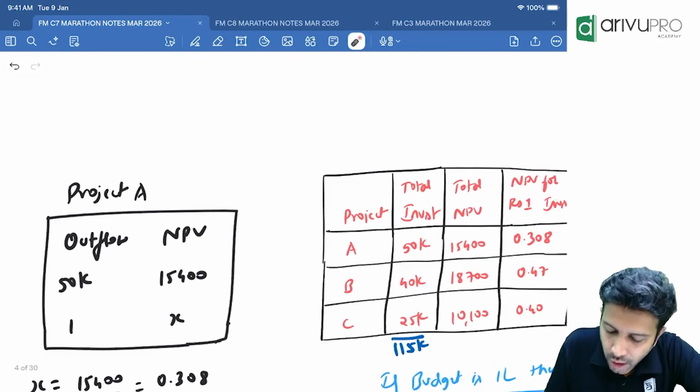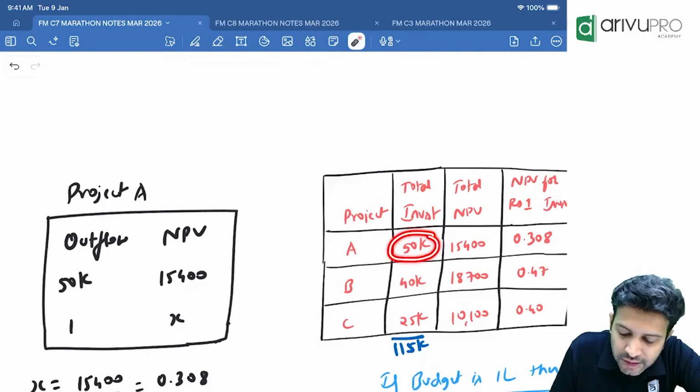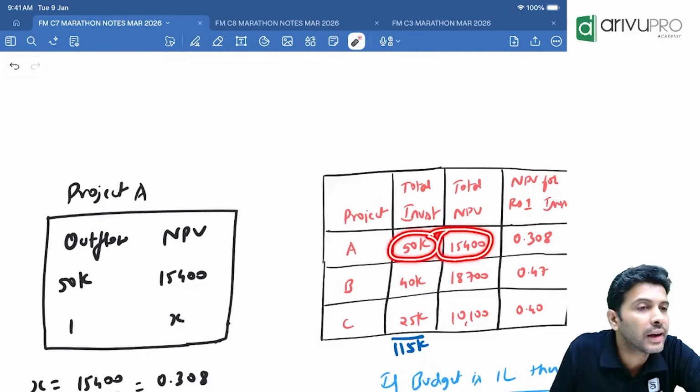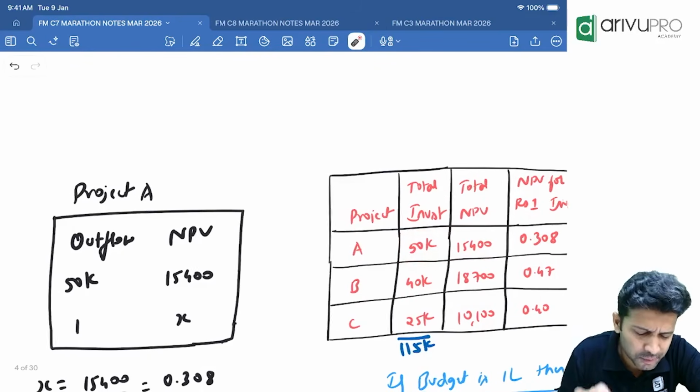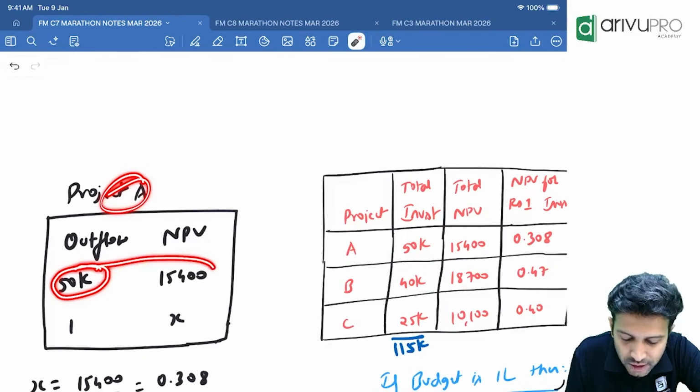Now check. How much is A's investment? 50,000. If you invest 50,000 in A, how much NPV will you get? 15,400. So it's a simple proration. For project A, if you invest 50,000, how much NPV will you get?